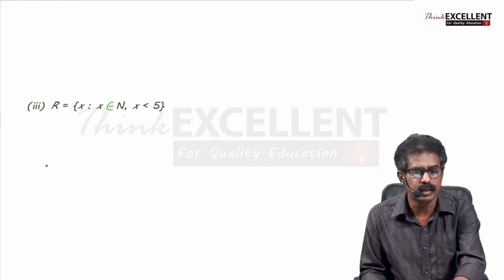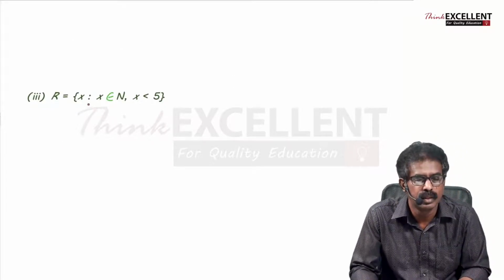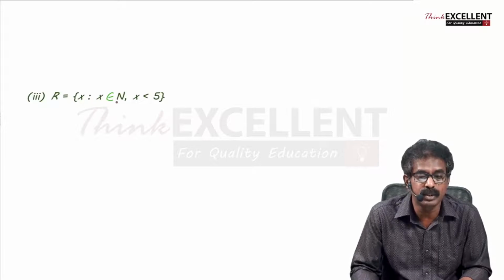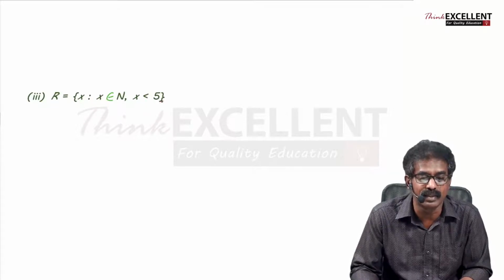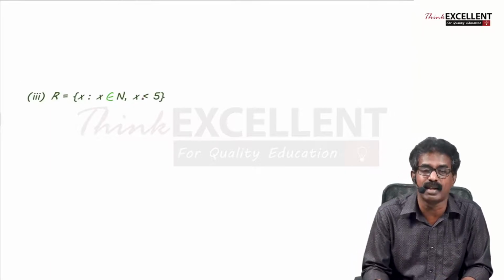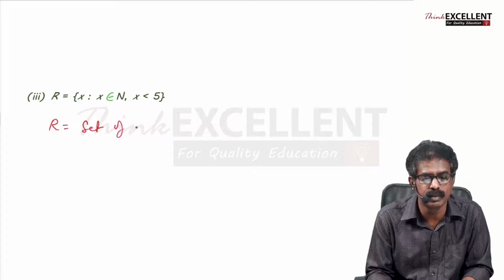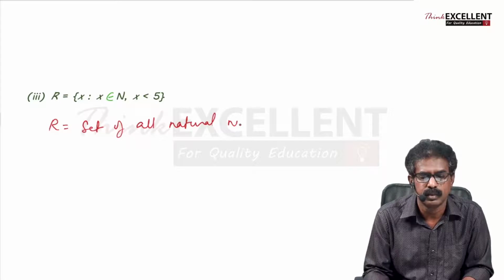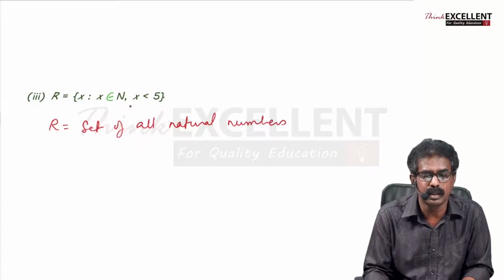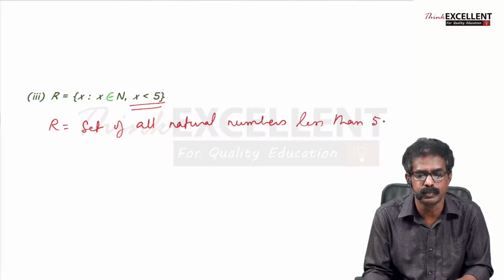Okay, see the next one. Third question: set of all x such that x belongs to N, x less than 5. X belongs to N. N means what? Natural number less than 5. How can you write in descriptive form? Set of all natural numbers, right? Not all the natural numbers, there is a condition. What's the condition? Less than 5. Natural numbers less than 5.